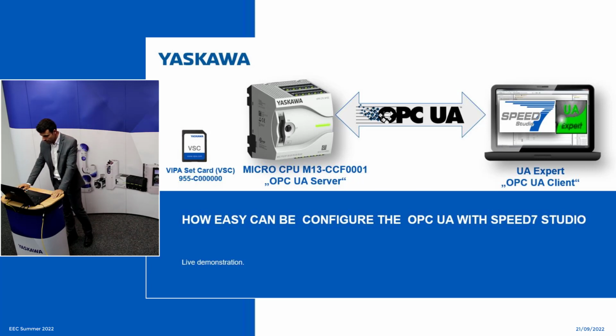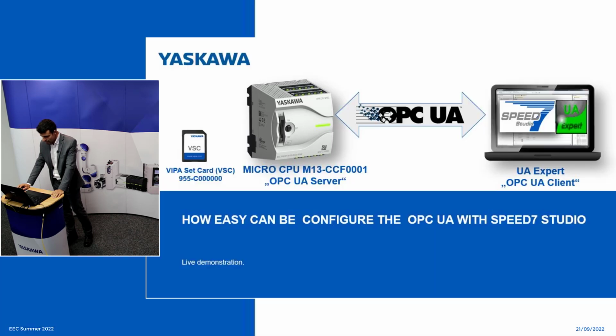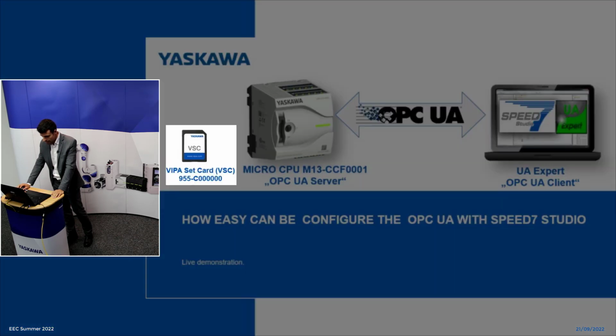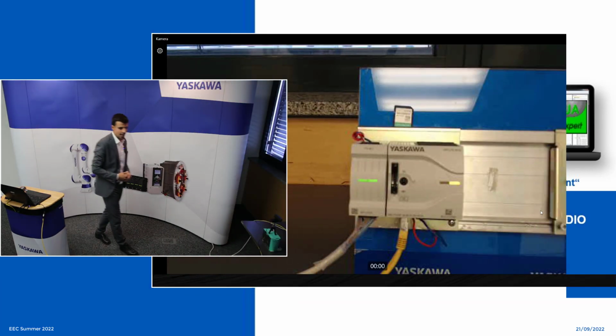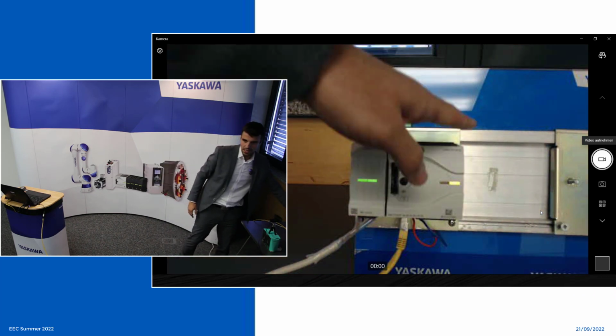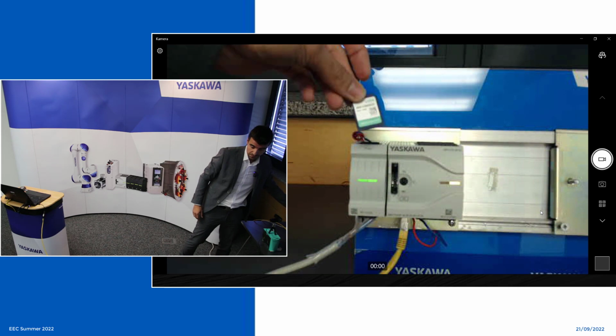Okay, today I'm going to be talking about the Speed7 Studio and how it works. I have also prepared some items for you. I have here a micro PLC M13 and a card. Now I only need to switch the camera to see my application. I share my screen, and here is my application. I have prepared a micro PLC and a VSC card.